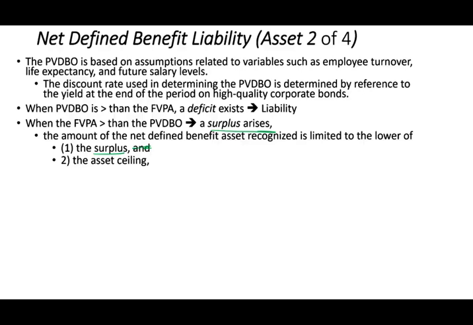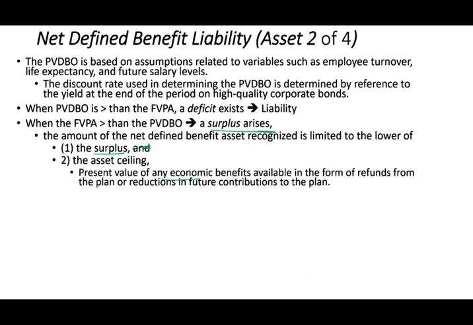Don't worry about the asset ceiling. It's the present value of any economic benefit available in the form of refunds from the plan or reduction in future contribution of the plan. Simply put, you would say, how much is the surplus and how much is the asset ceiling? The asset ceiling is, if we paid off everyone, what's going to go back to the company? The lower of these two will be reported as an asset.